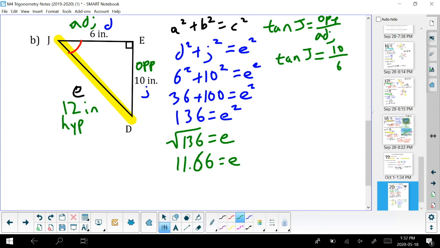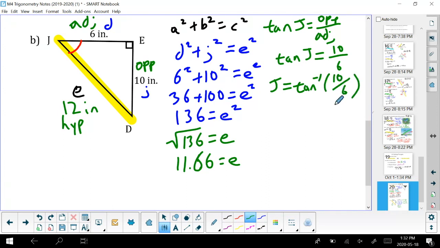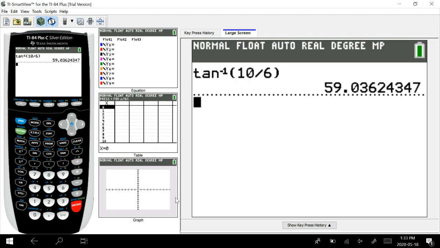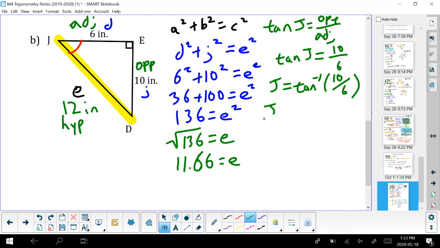Now we want just angle J, so I'm going to go ahead and take the inverse tangent of both sides. And we're going to head to our graphing calculator. So we have the inverse tangent of 10 over 6 gives us 59 degrees. So angle J is equal to 59 degrees. Now we could do the same thing. We could use this as a reference angle, and we could have this be the opposite side. This is my adjacent side, and use tangent again.